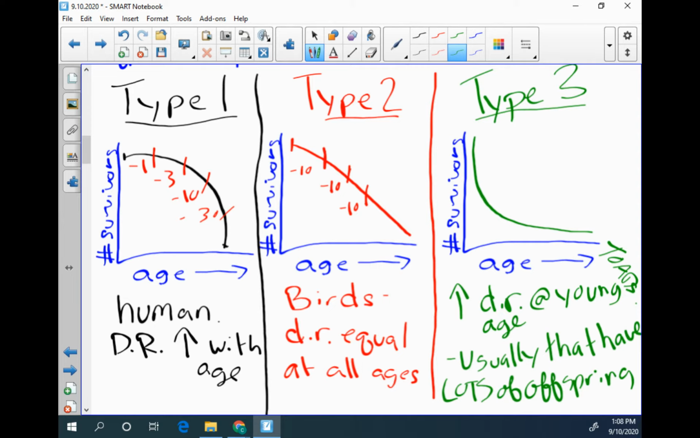So, any questions about survivorship curves? No. All right.